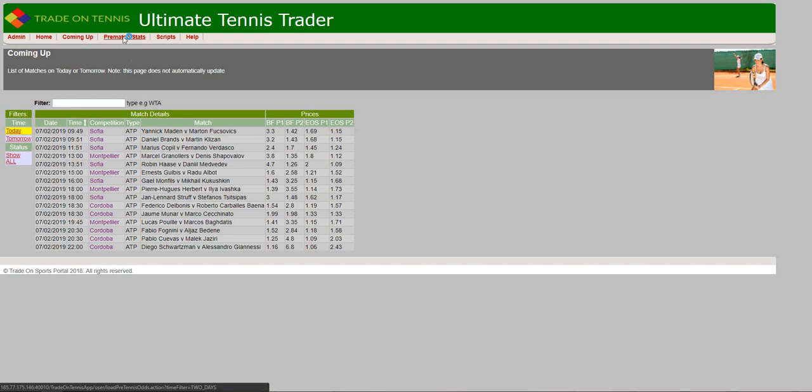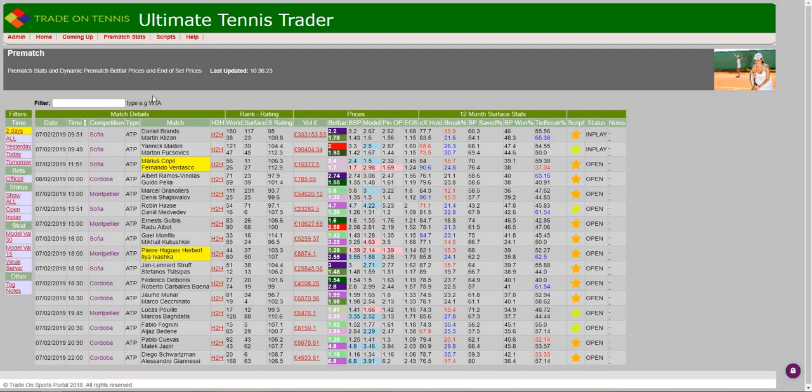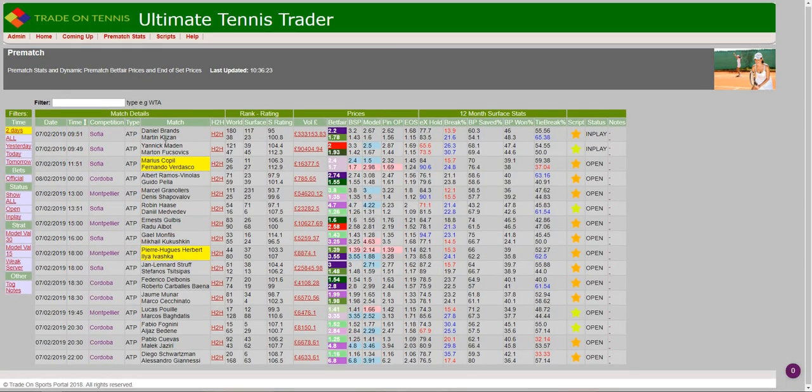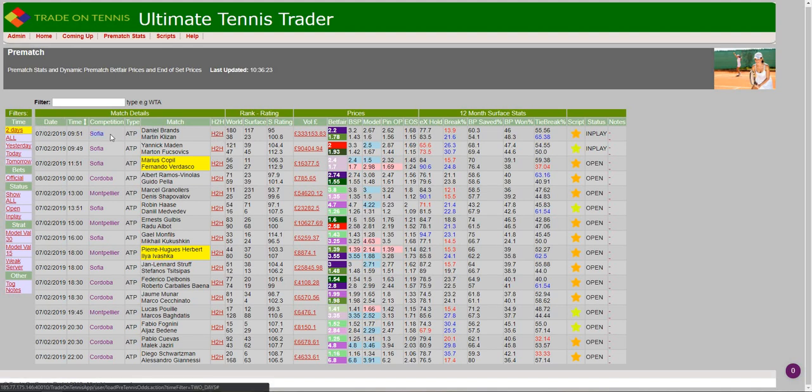Okay, so we've looked at the stats on this page, and we then click on the pre-match stats tab. This gives us a lot more detail about the daily matches. As we can see, again, date, time, competition, type, players' names. Then we go to the ranking section, and we can see their world rank and their unique surface rank, as well as the Trade on Sports total surface rating, which is basically a quick class guide, so you can see which player at a glance may have an advantage over the other player.